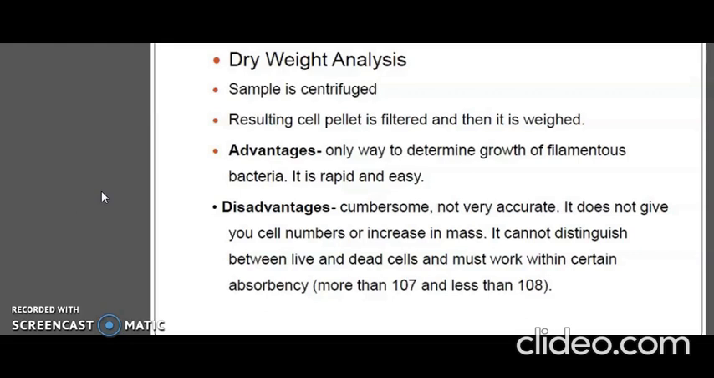Commonly, it is used for measuring growth of molds in certain phases of industrial work. It is a rapid and easy method to do, but some of the disadvantages include that it is non-sensitive and used only with dense suspensions. It's not very accurate and it does not give you cell numbers or increase in mass. It cannot distinguish between live and dead cells and must work within a certain absorbency.